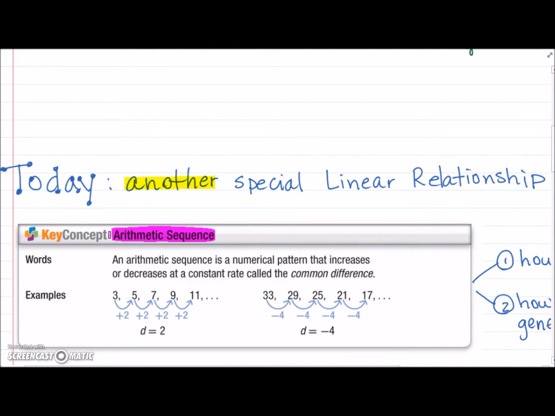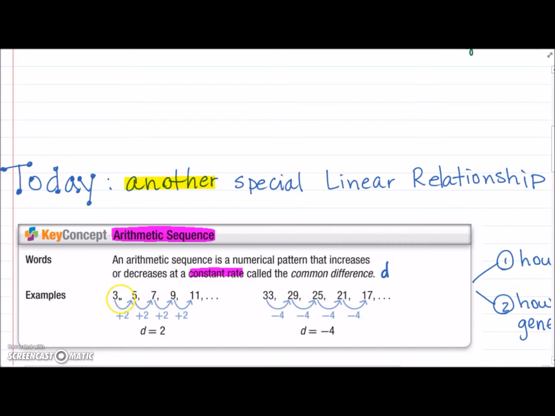An arithmetic sequence is a sequence of numbers that increase or decrease at a constant rate. There's that special phrase again. And we call that constant rate a common difference. We're going to call that D, and you'll see that come up in just a little bit. But that constant rate means we're either adding the same thing every time or subtracting the same thing every time.